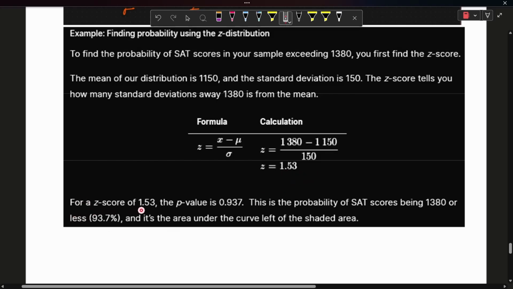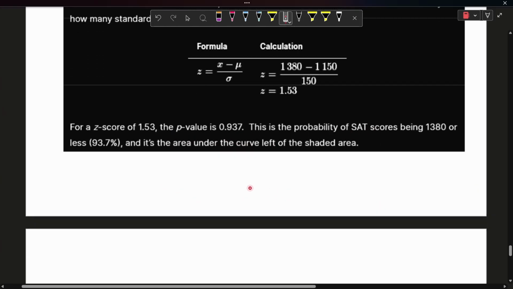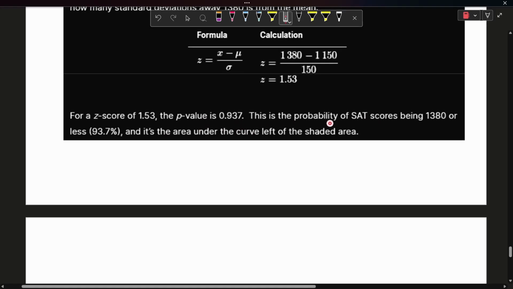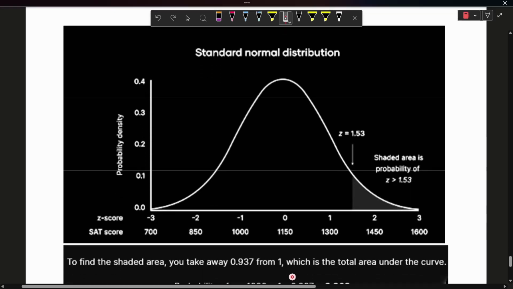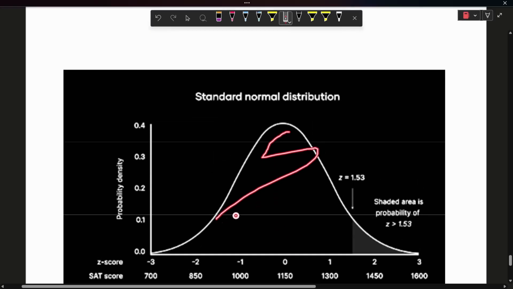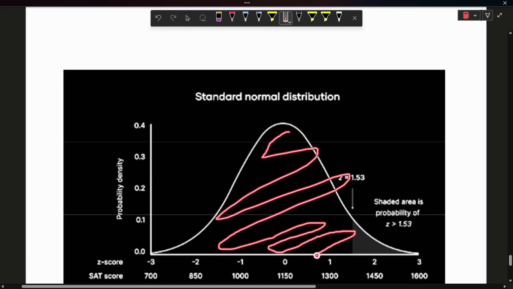For a z-score of 1.53, the p-value, the probability value, will be 0.937. This can be seen in the z-score table. The probability of SAT scores being 1380 or less is 93.7%. And it's the area under the curve left of the shaded region. So this part is the 93.7%.